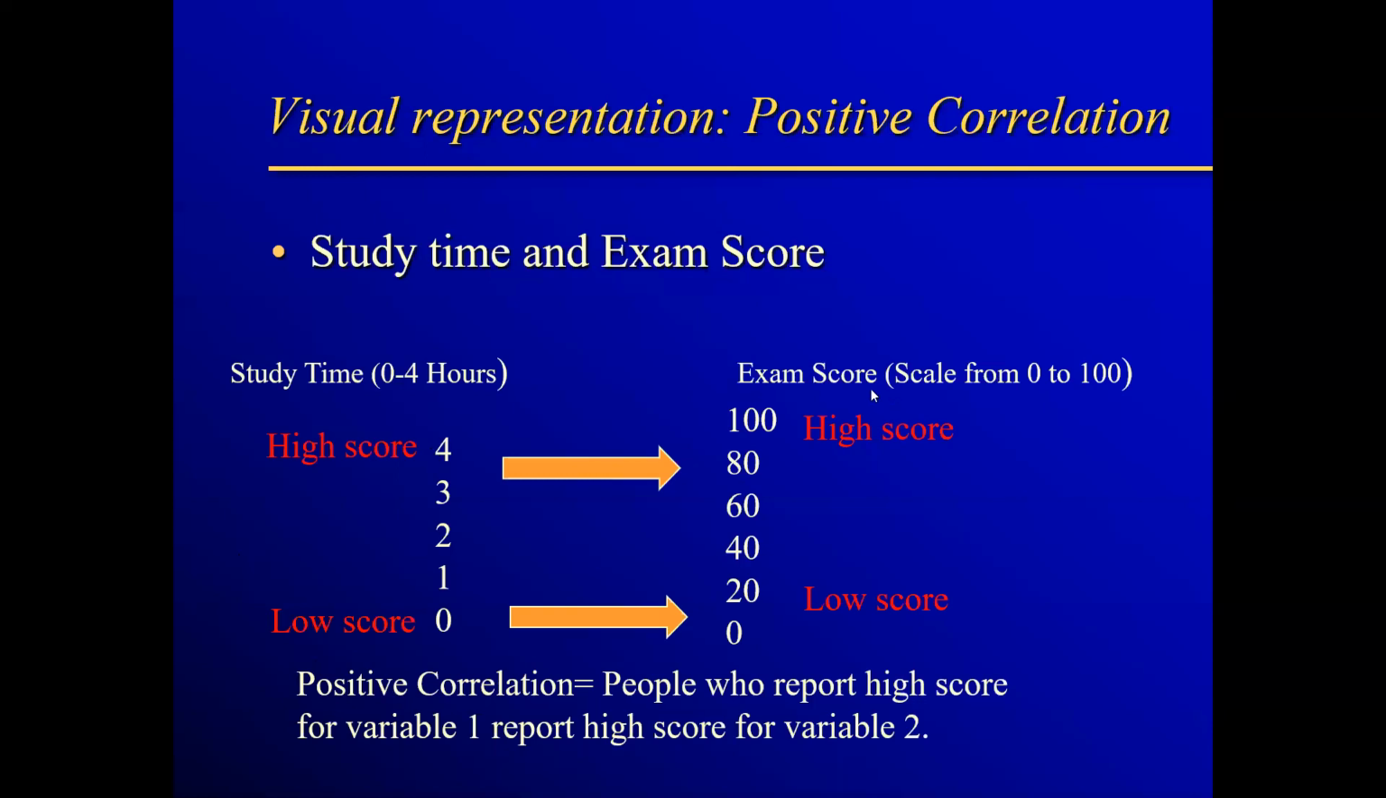So let's apply that same logic to exam score, which can range from 0 to 100%. I have them listed out here, but once again, all I care about is low score and high score. A low score on this exam is at the bottom, a high score on this exam is at the top. So what's a positive correlation? Well, it's just people who report high scores for study time report high scores for exam scores. So high score is related to high score. Low score is related to low score. I don't care about the actual numbers. It's just that logic of participants who report more study time report higher exam scores.